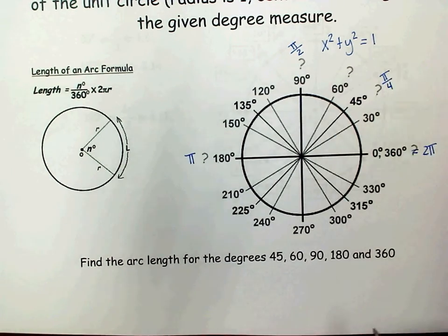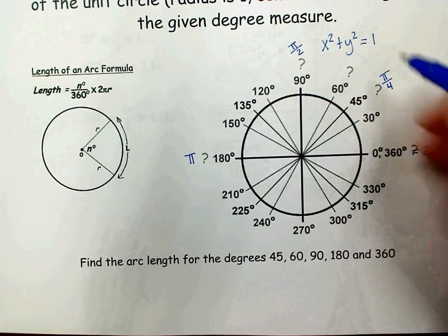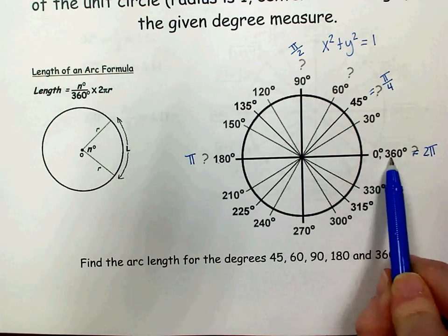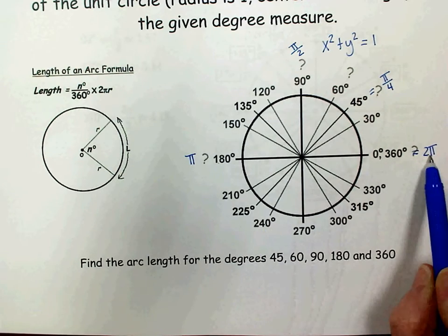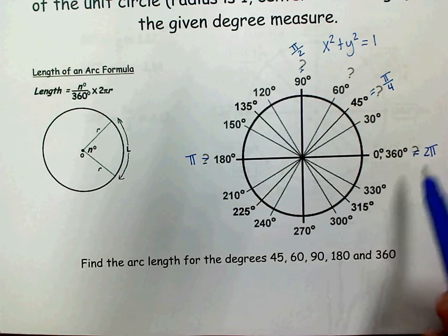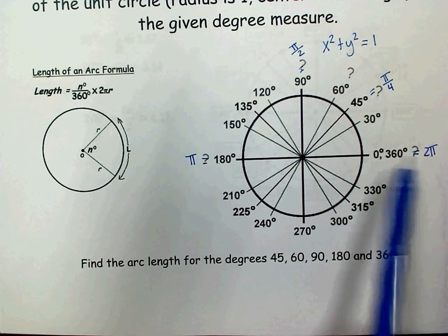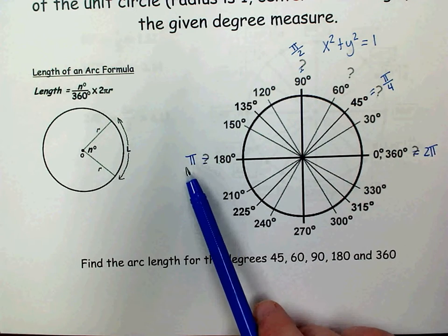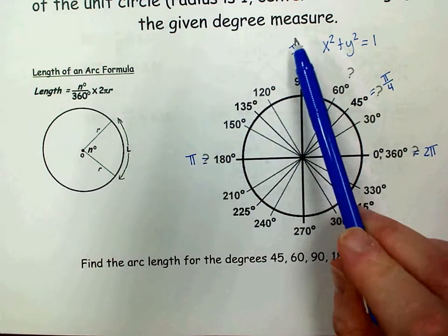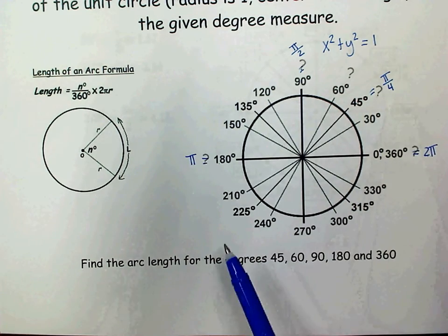So those are a few of the conversions that you can find very easily just knowing the full distance around is 2 pi. So we've already got 4 of our conversions from degrees to radians. 360 degrees is equal to 2 pi. 180 degrees is equal to 1 pi radian. 90 degrees is pi over 2 radians. And 45 degrees is pi over 4 radians.